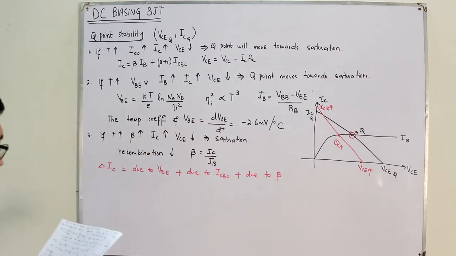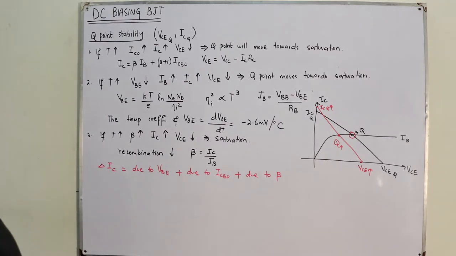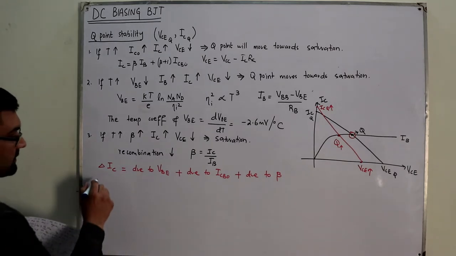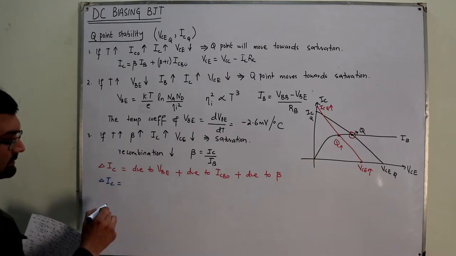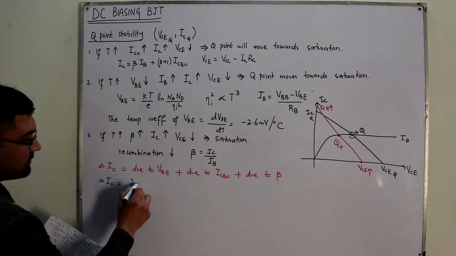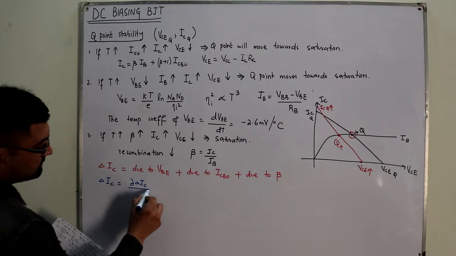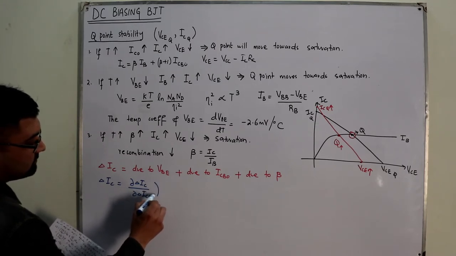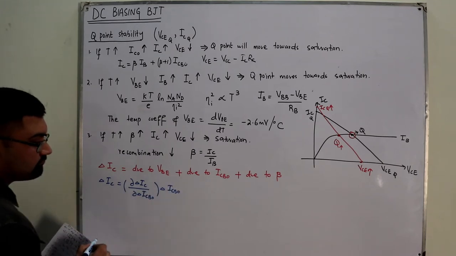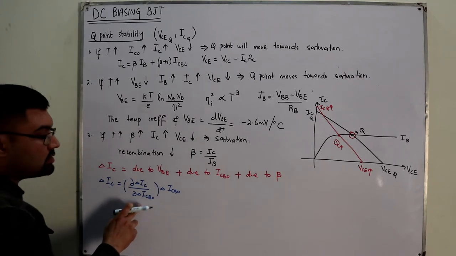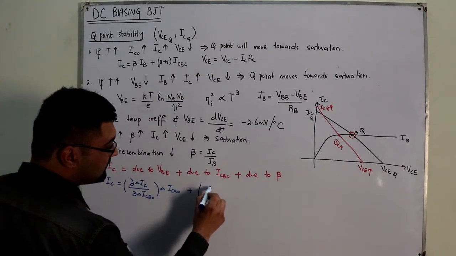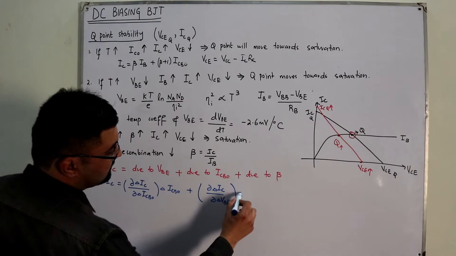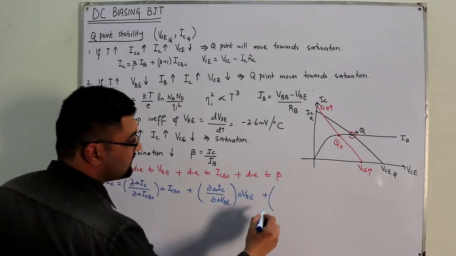Anyways, so if I write it in another term, in the derivative form, which I am very weak in. Partial derivative of IC with respect to ICBO, into the change of ICBO. This is one change, IC changing with respect to one parameter. The second would be the partial of change of IC with respect to VBE, plus the final, that is due to the beta value.